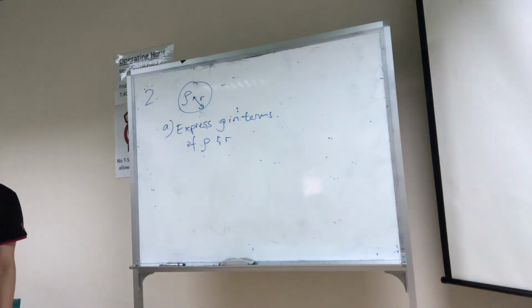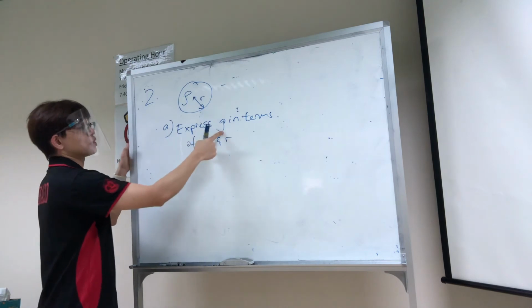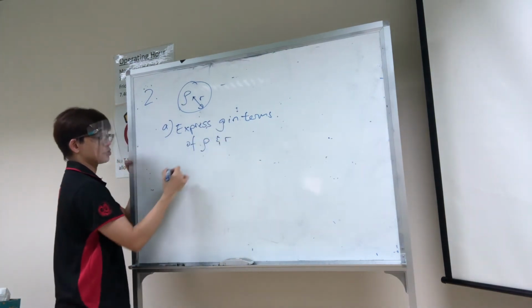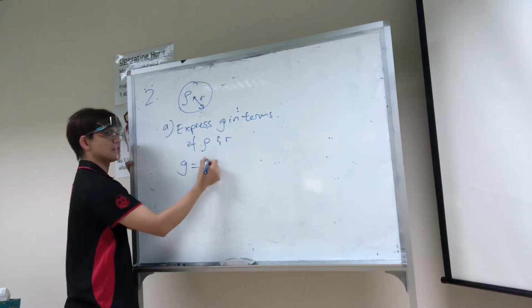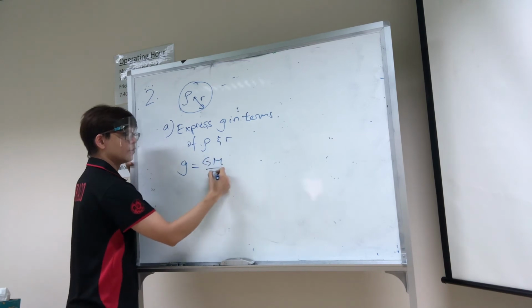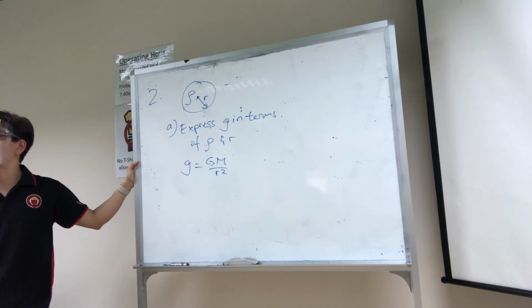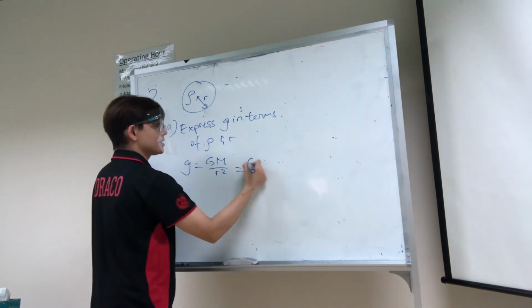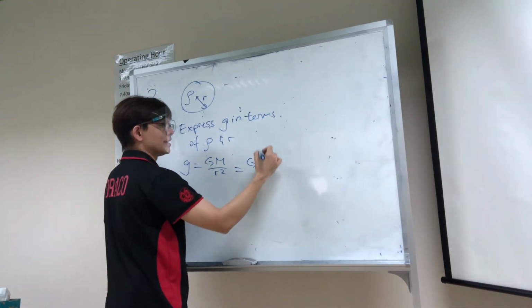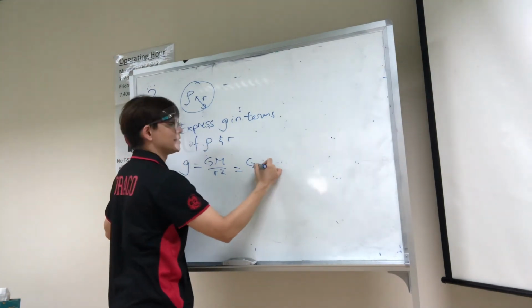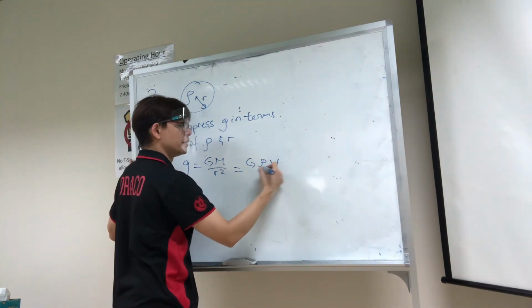So this part is more algebra work, which you all will probably like. Express gravitational field strength in terms of rho and r. So traditionally our gravitational field strength is GM over r squared, right? The capital M is not allowed in this question. So we can replace the capital M with density, which is mass over volume. So mass is density times volume.